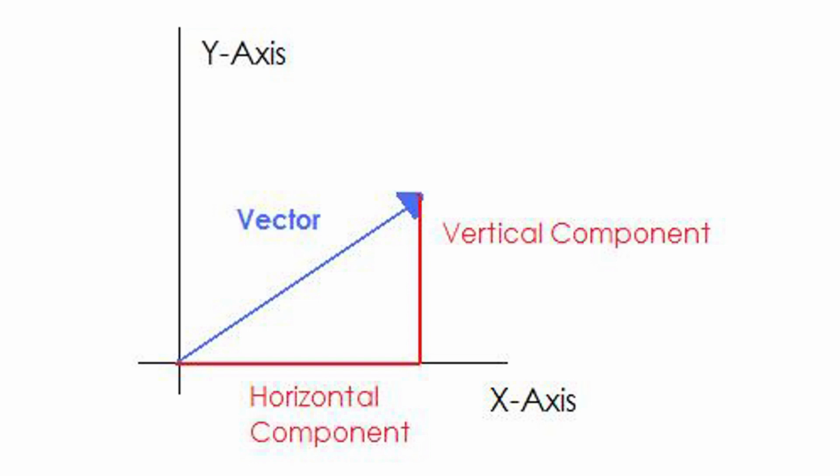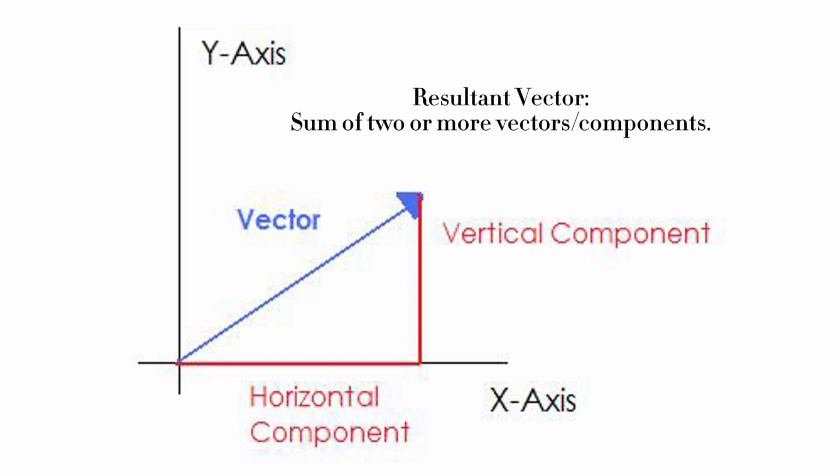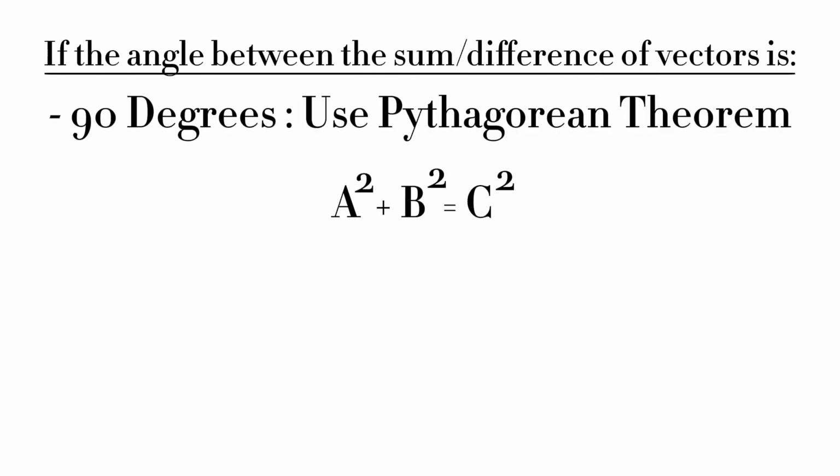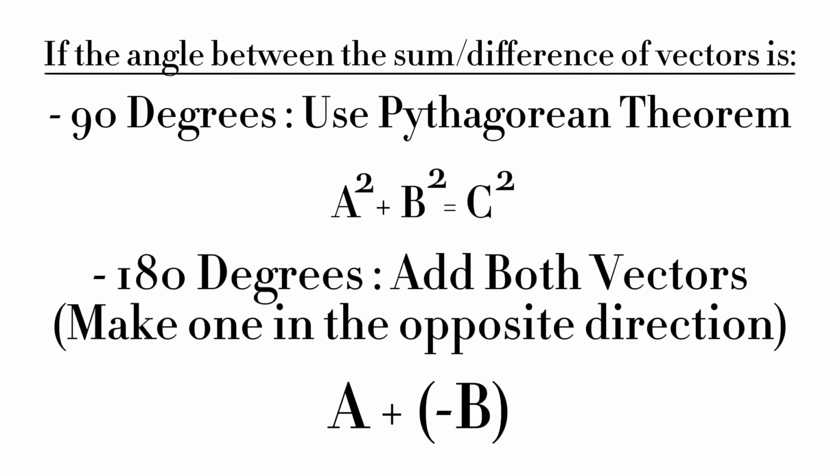Similarly, the y component is the vertical portion of the resultant vector. The resultant vector is the sum of two or more vectors. If the angle between two vectors is equal to 90 degrees, you can use the Pythagorean theorem. If the angle between the two vectors is 180 degrees, then simply add both vectors, making one vector in the positive direction and one in the negative direction.